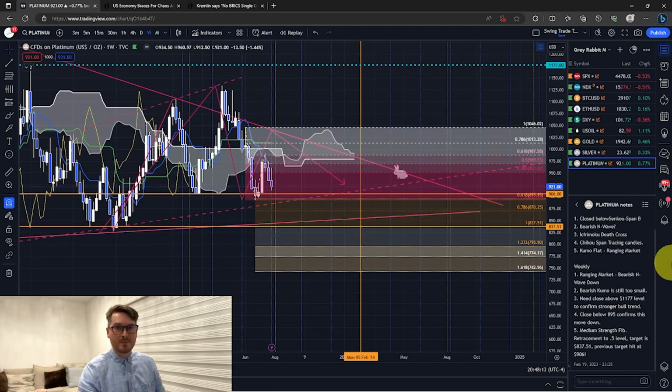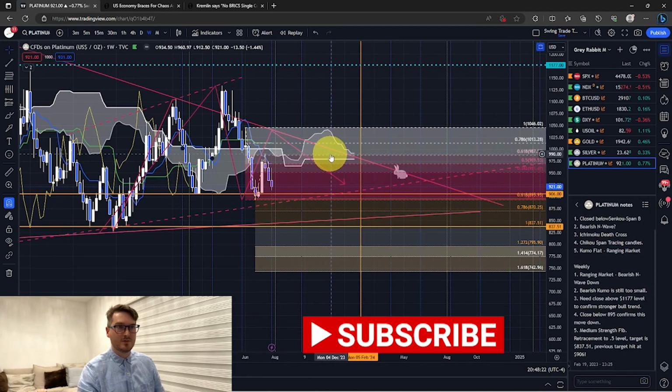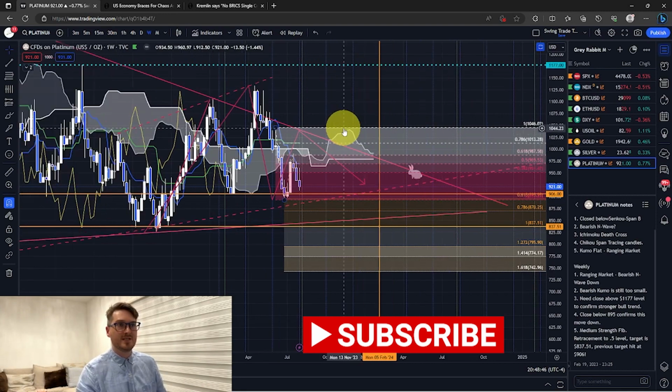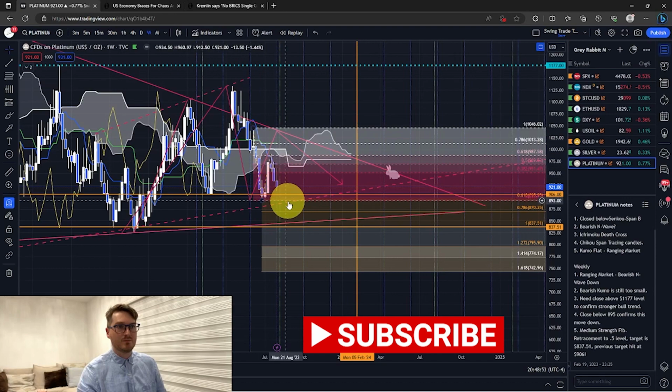But anyways, so the weekly market is on a bearish N wave down, it looks like. The bearish Kumo cloud is still too small because it hasn't even formed yet. We're still waiting for a twist, right? So we're going to need a close above this level to confirm a bull trend back up. But it doesn't really look like we're going to get that. It seems like price has been resisted on these trend lines up here. And it looks like we're going to get more price action back down here, or just ranging in this wedge here.